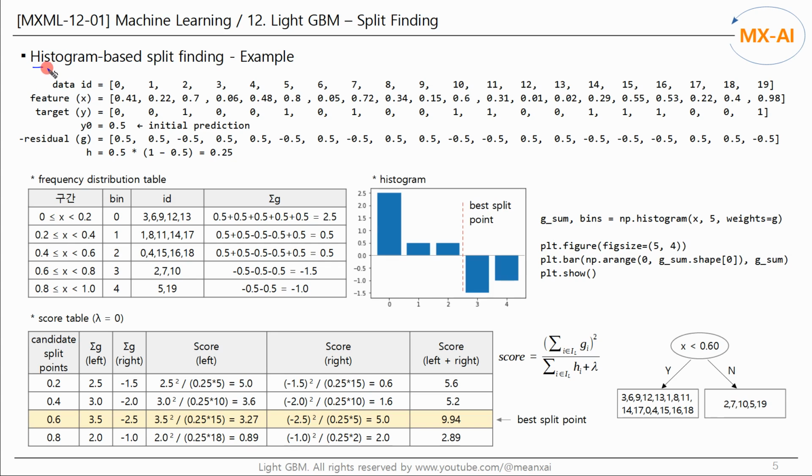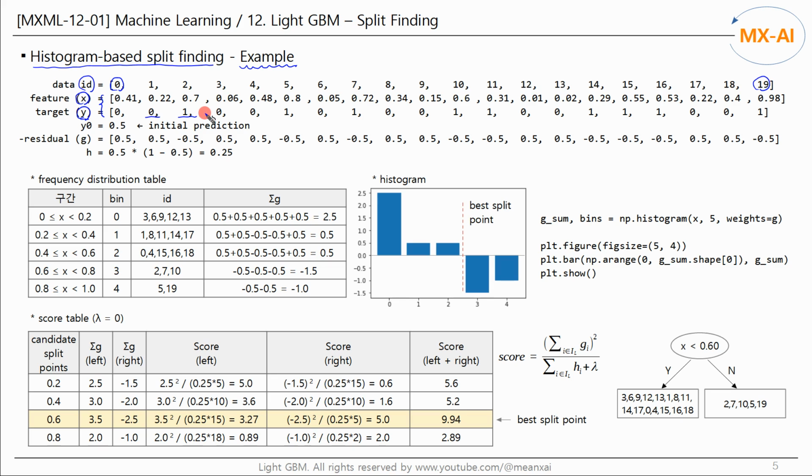Let's look at this algorithm through a simple example. Data feature X and the target Y are like this. And the data IDs are from 0 to 19, with a total of 20 data points. The target Y is for binary classification data consisting of 0 and 1.